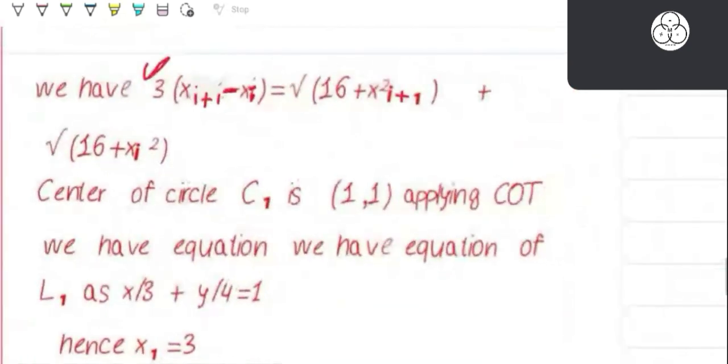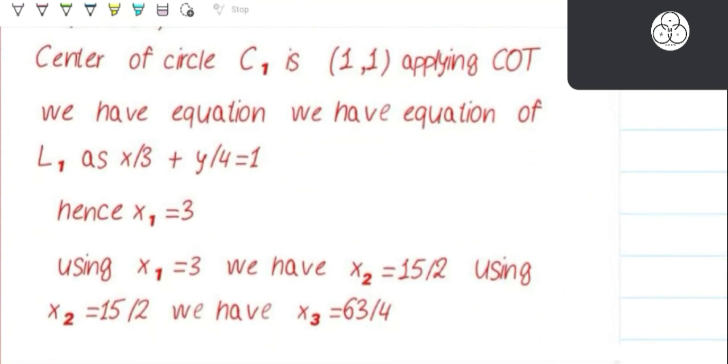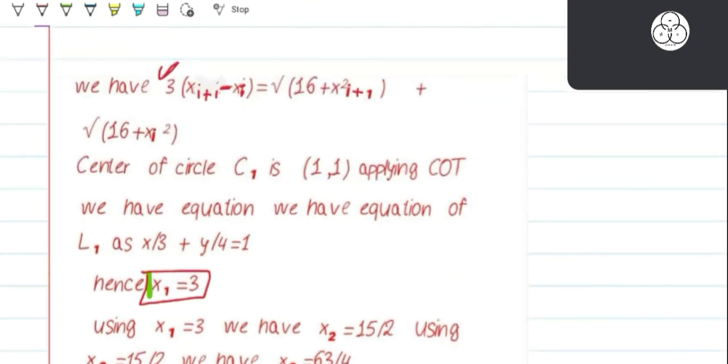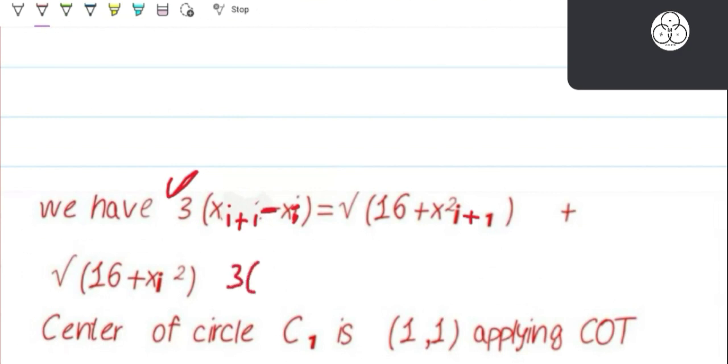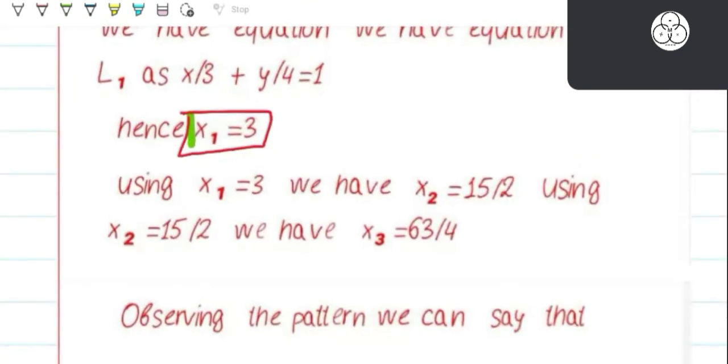Here we have written center of C1 is 1 comma 1. Applying condition of tangency, that's COT. We get the equation as x by 3 y by 4, x1 equals to 3, right? From this, here we can put 3 times of x2 minus 3 root over of 16 plus x1 square, that's 16 plus 3 square 9, that's will be 5, plus root over of 16 plus x2 square. From this, find out the value of x2, calculate the value, pause the video, calculate the value. You will get the value of x2 as 15 by 2.